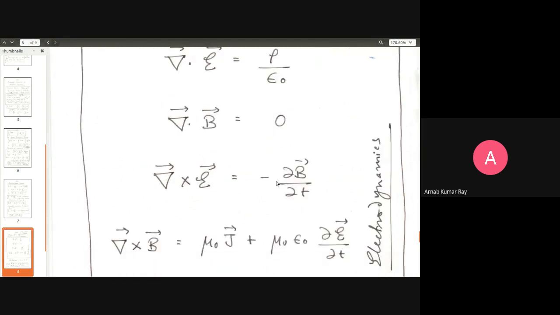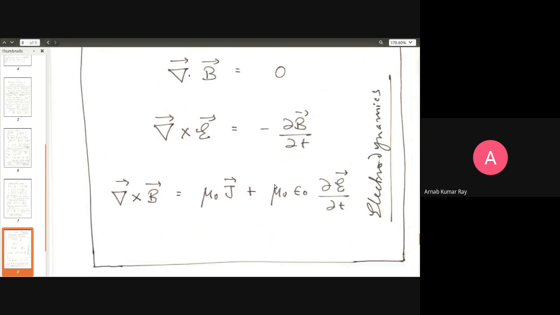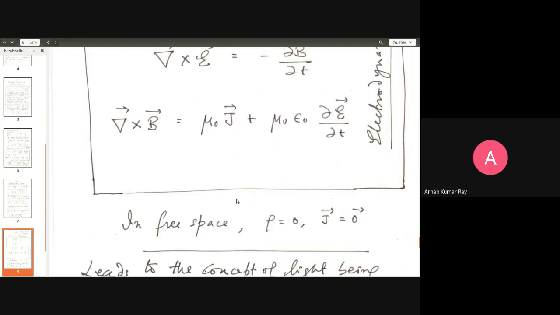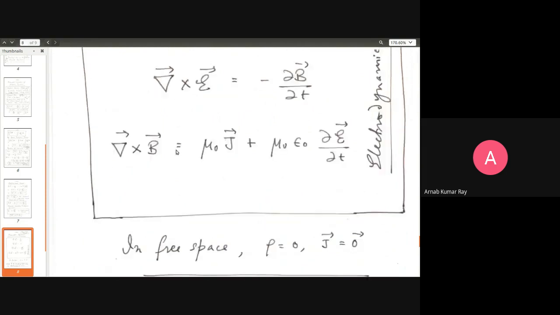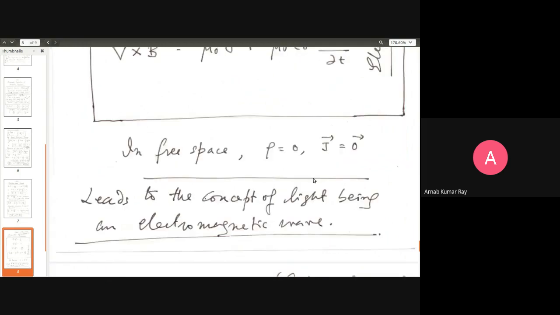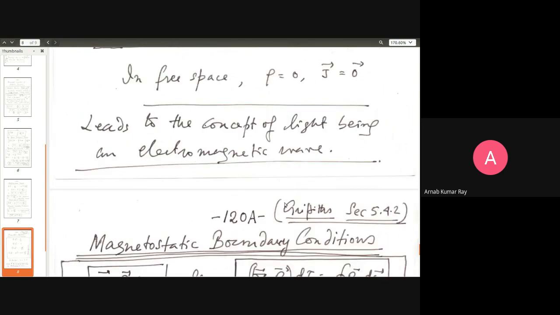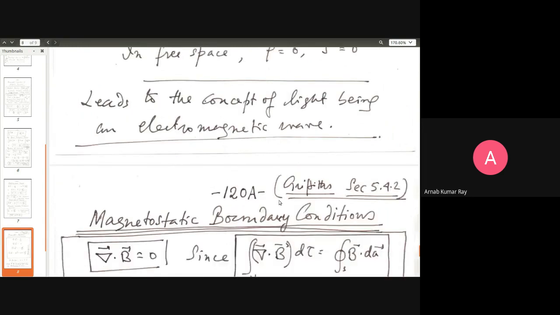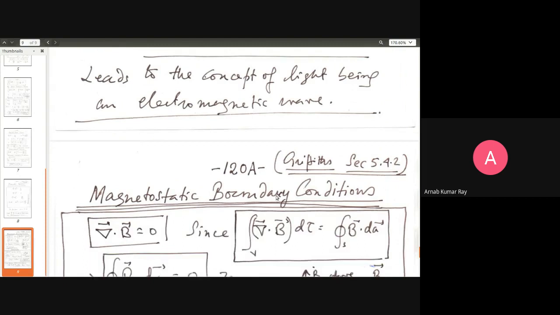Curl of E will be equal to minus del del t of B. And curl of B, this part will vanish again, J will be equal to 0. So curl of B will be equal to epsilon naught mu naught del del t of E. And this will lead to the concept of light being an electromagnetic wave. We shall show that later. But for the time being, let us look at a little something extra.